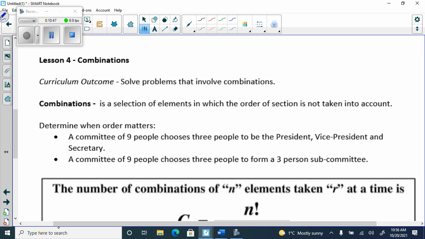Determine when order matters. Okay, so in these two, you're going to tell me when order matters. A committee of 9 people chooses 3 people to be the president, vice president, and secretary. Or a committee of 9 people chooses 3 people to form a 3-person subcommittee. Which one of these is a permutation? Which one is a combination? Which one does the order matter? Which one does the order not matter?